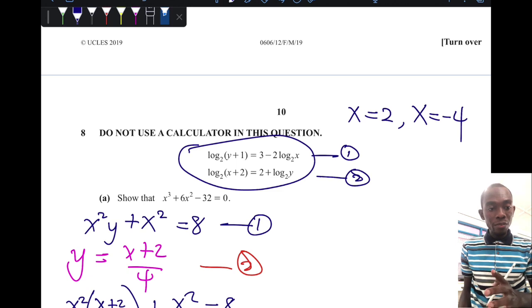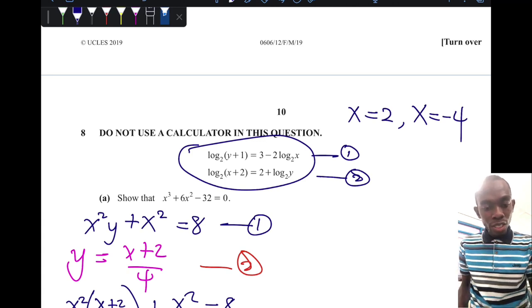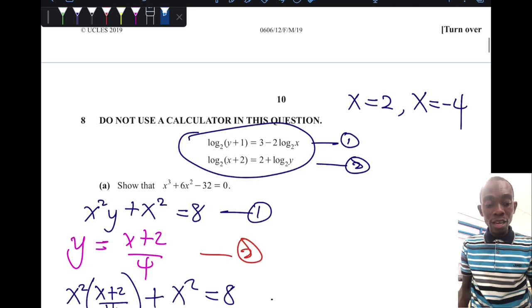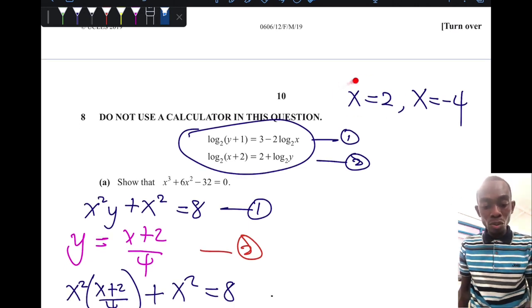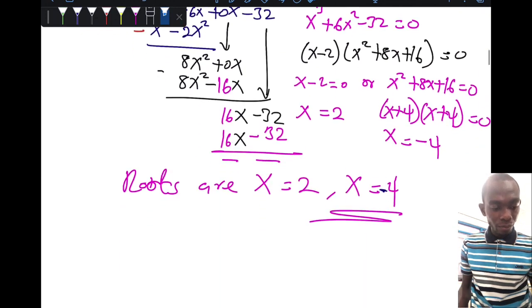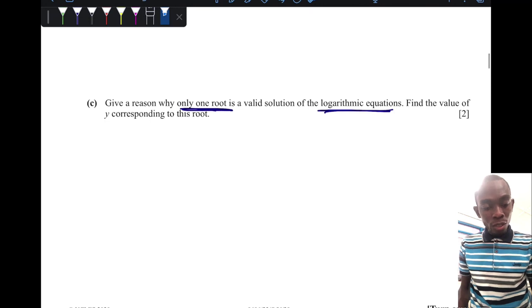Well, logarithmic functions are functions that take positive values, because a log can't be of a negative value. So if I use this negative 4 in this equation, I'm going to get log of negative 2 to the base 2, and that will be a math error if you put it on a calculator. It's undefined. So that is why we can only use x equals 2 and we'll never use x equals negative 4, because the log of a negative value does not exist. Okay, so that's what you would write here. That's the reason you will give.